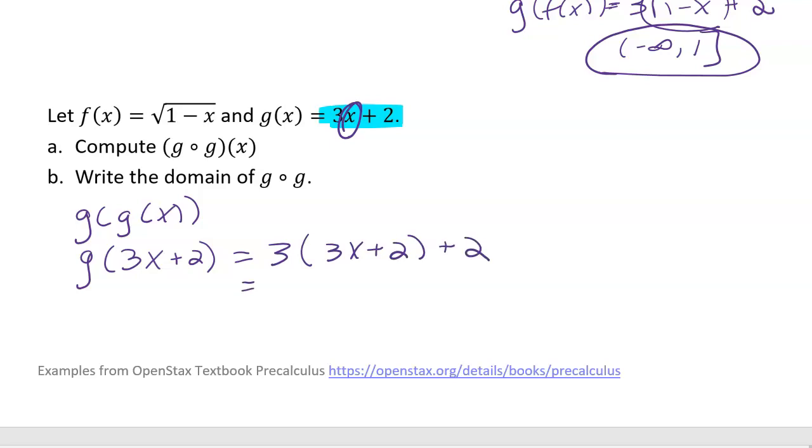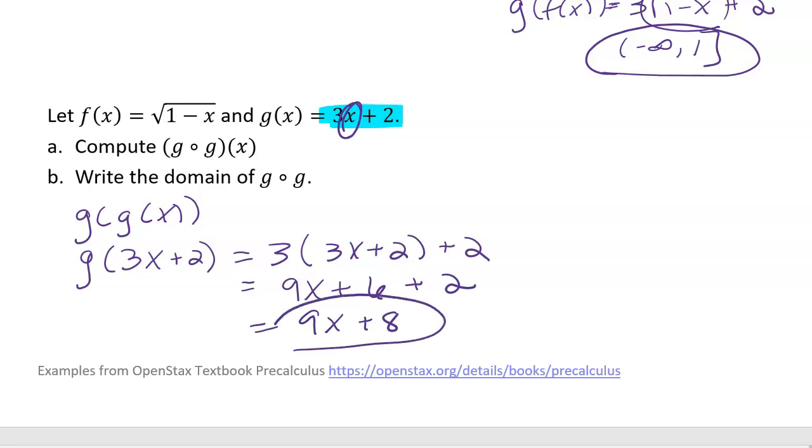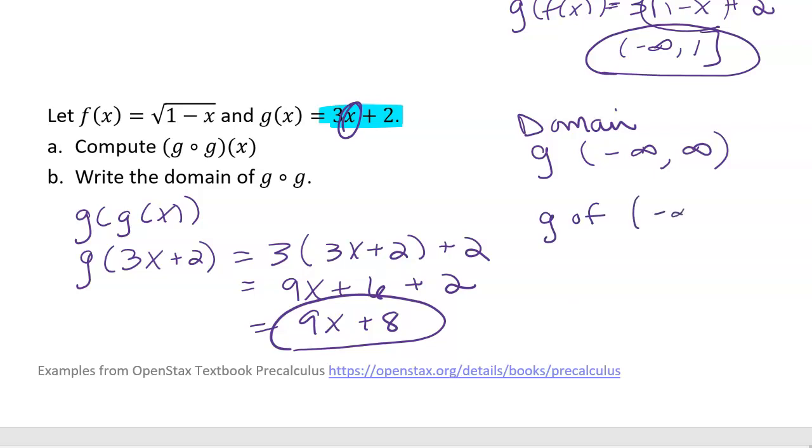And then I simplify this down. I need to distribute the 3 and then combine like terms. So 9x plus 8. And for the domain on this one, the g function is linear. So it's negative infinity, positive infinity. And then the domain of the composition, g of g, is also another linear function. So that's negative infinity to positive infinity. Once again, if these are the same, that's going to be your answer to the entire composition.